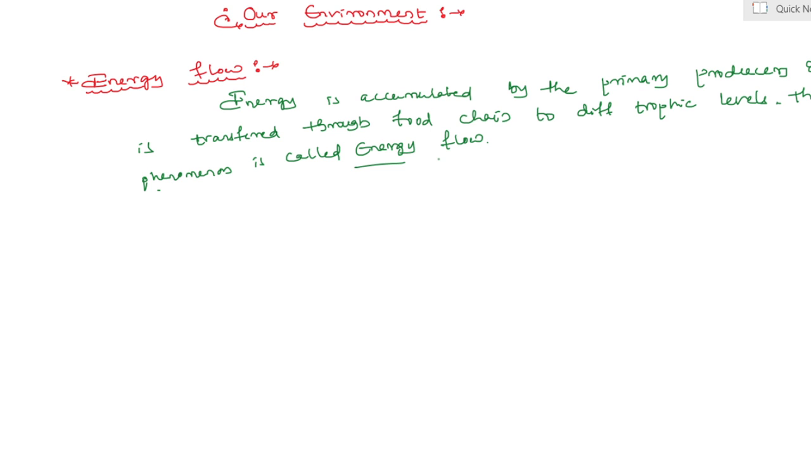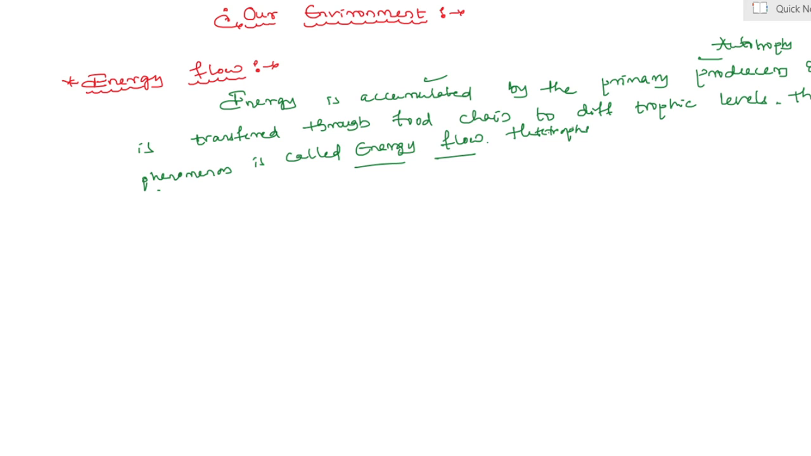Energy flow. Yes, my dear students, it means accumulation of energy takes place with the help of what? Primary producers. It means autotrophs. Yes, it gets transferred through food chain. It means heterotrophs. Yes, heterotrophs of a different trophic level. This phenomenon is called as what?